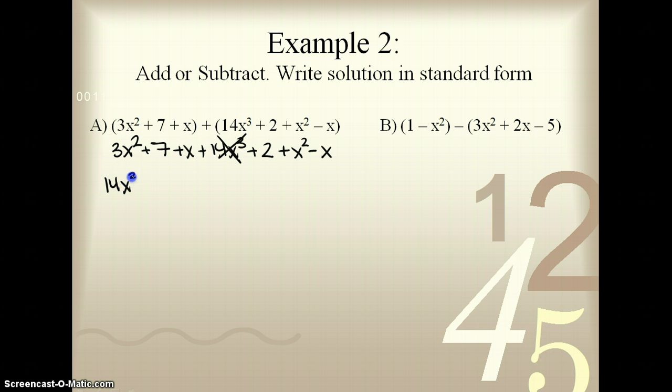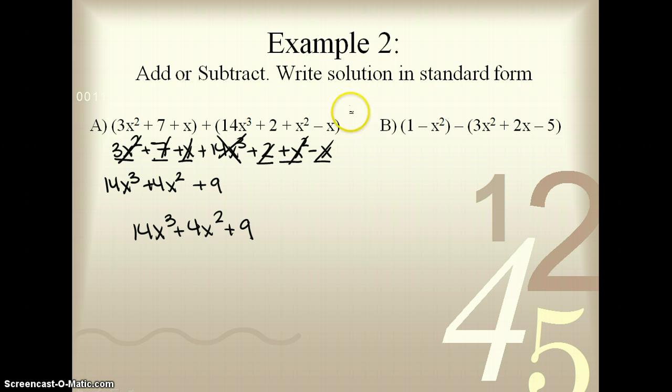So 14x cubed is the first, and then we have a 3x squared plus another x squared, so that would be 4x squared. And then the x's, we have an x plus x minus x, so they actually cancel out and there's nothing present. And then 7 plus 2 is 9. So our final answer is going to be 14x cubed plus 4x squared plus 9. And there is nothing else to do. That would be the end of that example.